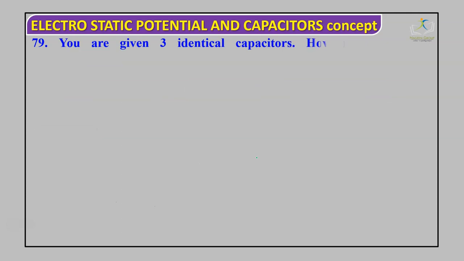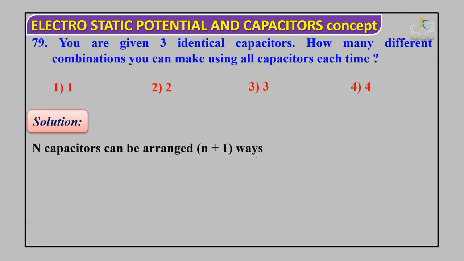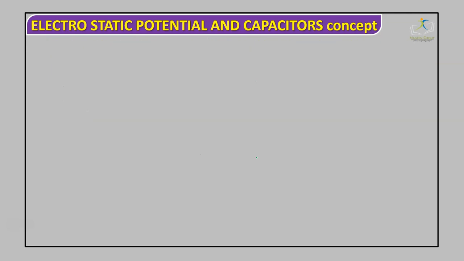Next question we have: you are given 3 identical capacitors. How many different combinations can you make using all capacitors each time? We have these options. Let us see the solution of this question. So n capacitors can be arranged in n plus 1 ways. Hence the correct option is 4.